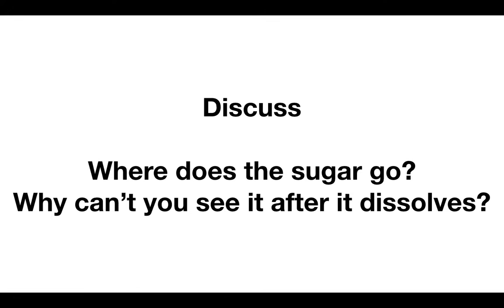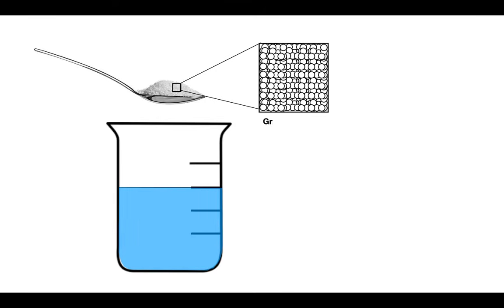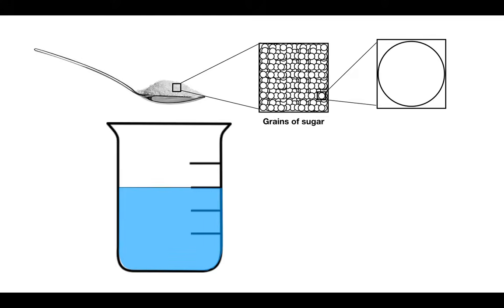Ready to find out? Well, to understand this, we need to look a little more closely at the water and the sugar. If you took your spoonful of sugar and zoomed in, at first you would see a bunch of grains of sugar. You can see these with your eyes if you look really closely. But if you were to zoom in even further on just a single grain of sugar, far smaller than what your eye can see, you would see that a sugar grain is made up of tiny, tiny particles of sugar.